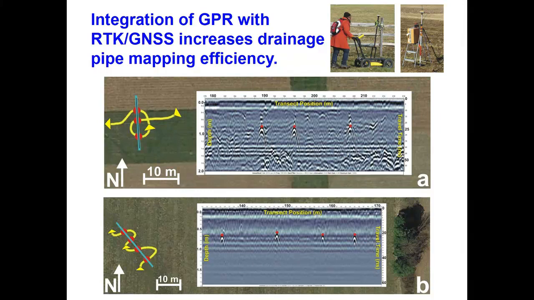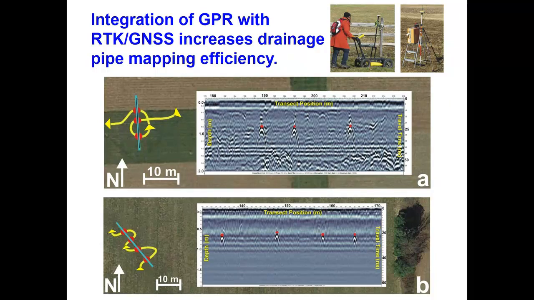You can increase the efficiency of GPR by integrating it with real-time kinematic global navigation satellite systems. First of all, your roving GPS antenna is integrated directly with your GPR unit, and then you will have either a physical base station, or you can use a virtual base station network such as provided by the Ohio Department of Transportation or several of the other states in the Midwest. And that increases your efficiency quite a bit.